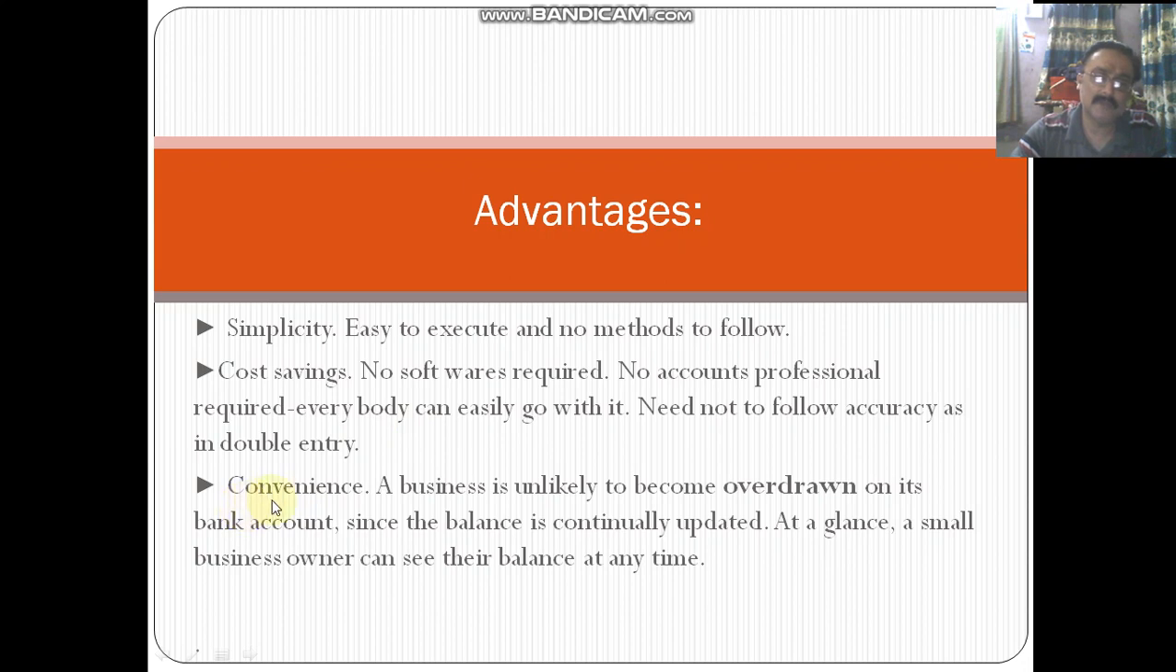Also, the third one is convenience. A business is unlikely to become overdrawn on its bank account. That means in the double entry accounting system, we used to purchase things. Say for example, in our bank account there is 500 rupees, but finally we overdraw an amount of 1000, meaning minus 500 has been overdrawn. But in the single entry accounting system, we keep watch on our cash balances because each time we deduct the expenses and revenue, as I already told you, from the balance of cash in hand.